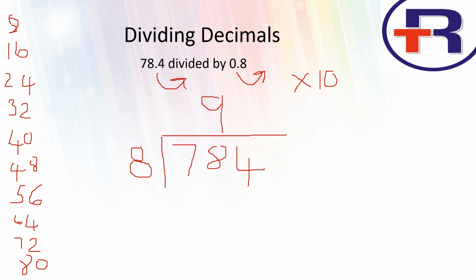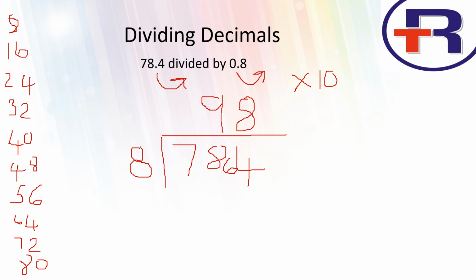We've got a remainder there of 6. 6 is going to go there. 8 into 64. 1, 2, 3, 4, 5, 6, 7, 8. 784 divided by 8 is 98. Okay, so 78.4 divided by 0.8 is 98.